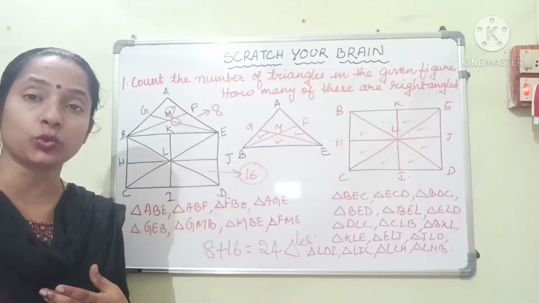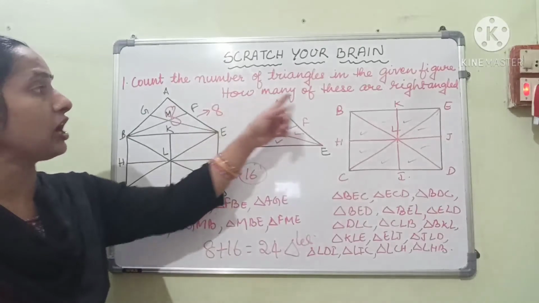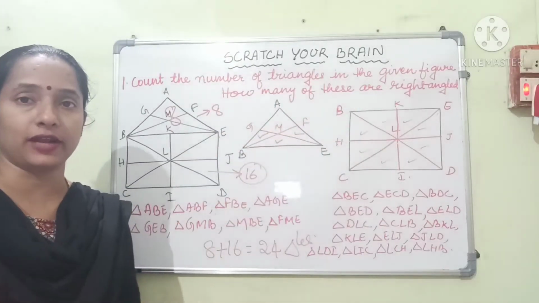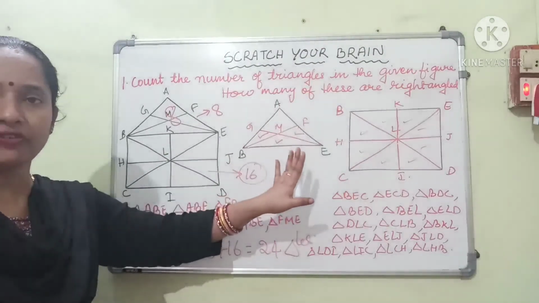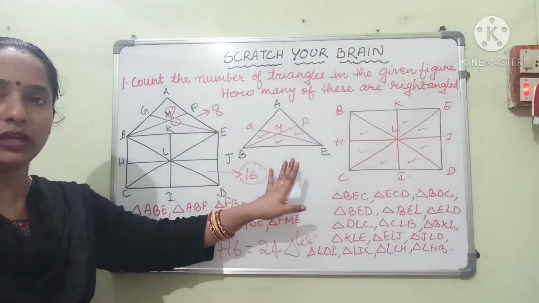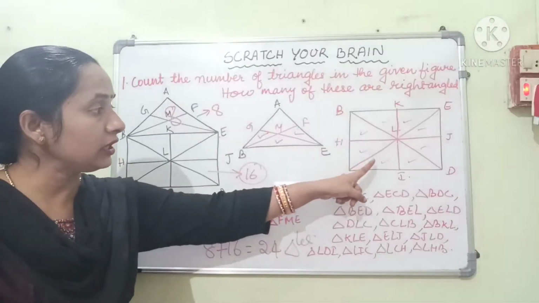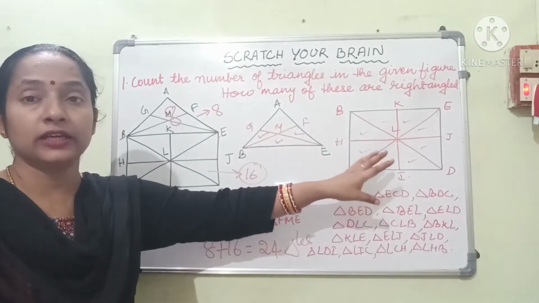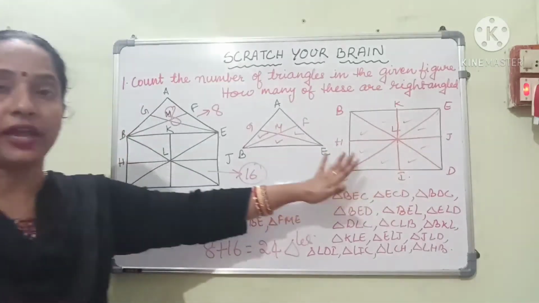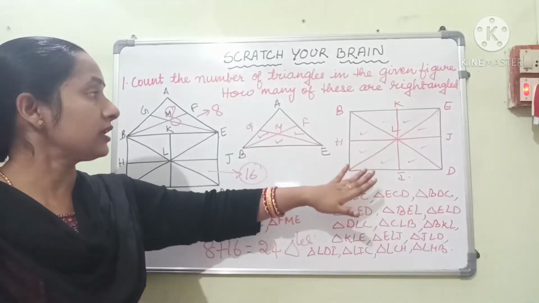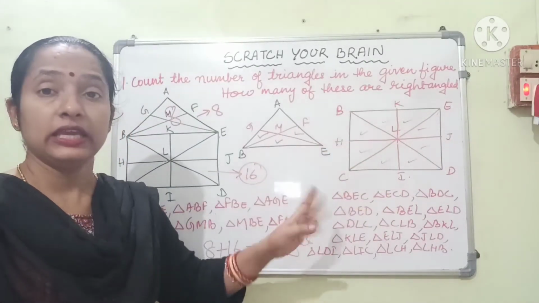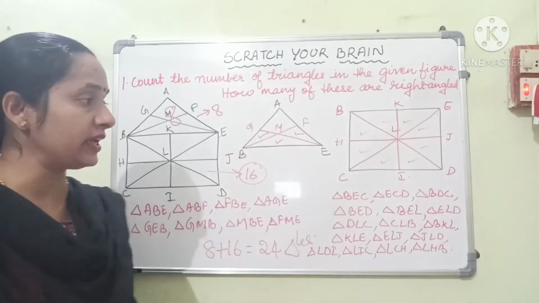But what is the next question here? The next question is how many of these are right angle triangles. So if you will observe this figure, here we are not at all finding any right angle triangle. Only if you will see the rectangular part, the triangles that are present inside this rectangular shape, that is rectangle BEDC, here you are finding so many right angle triangles.